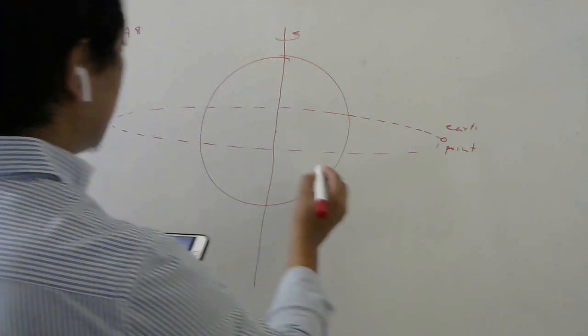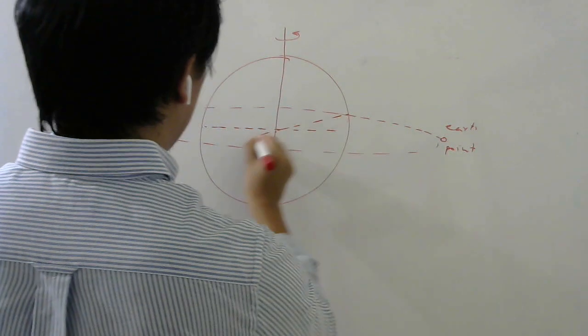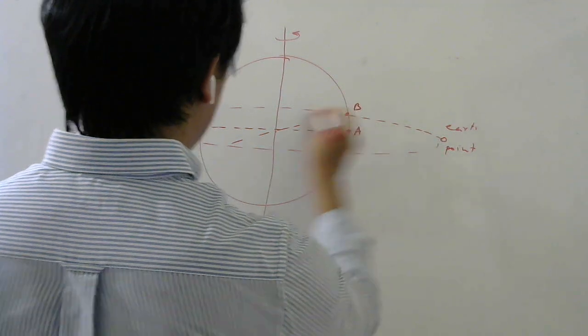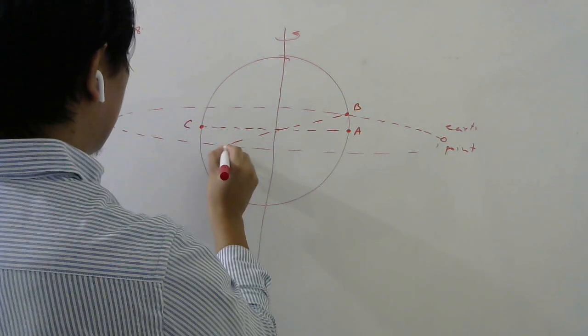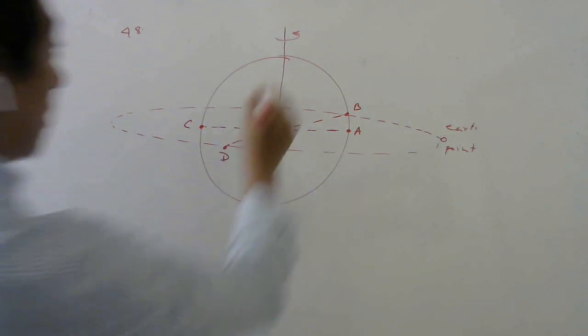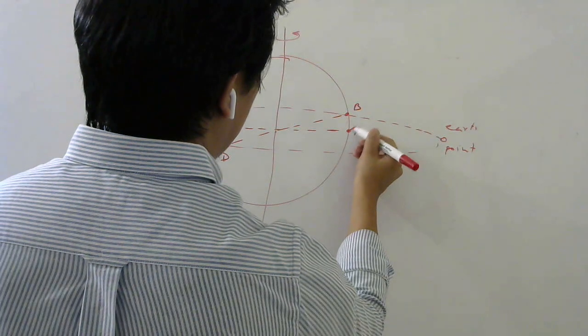So basically what the question says is you have to mark 4 points. Here A, here B, here C, here D on the Sun. So you have to visualize this. Let's say it's rotating this way. That means A is going this way.